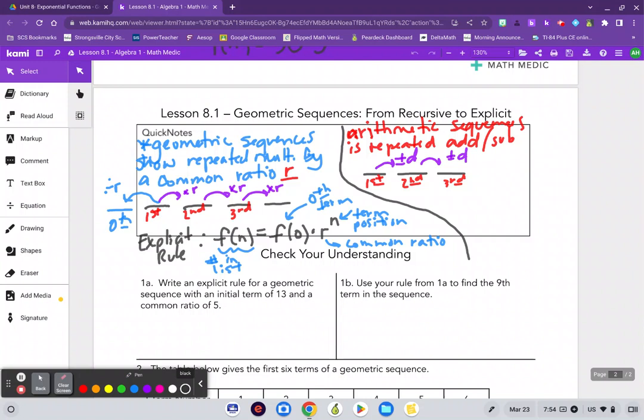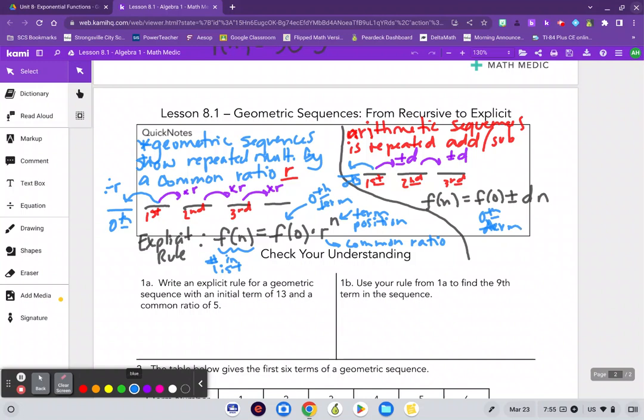And so I don't think that we ever had a formal explicit rule, but the formal explicit rule would be f of n is equal to f of 0. So again, I have to go back to that 0th term. And then plus or minus, depending on whether the common difference is adding or subtracting, the common difference times n. And again, that means that I'm going to have to go backwards to get that 0th term. Okay, so review of arithmetic, review of geometric, but now we have a formula, a rule that we can use.